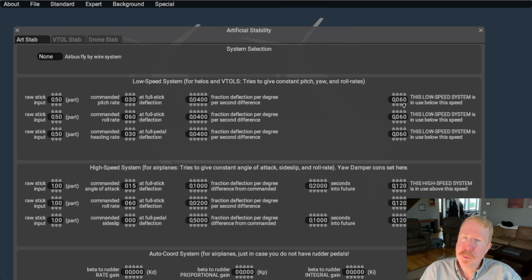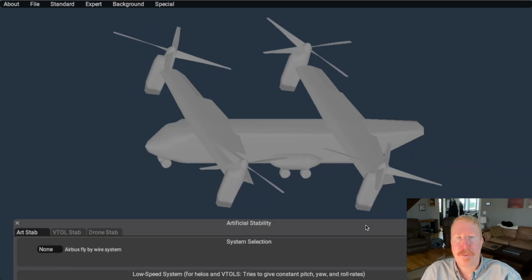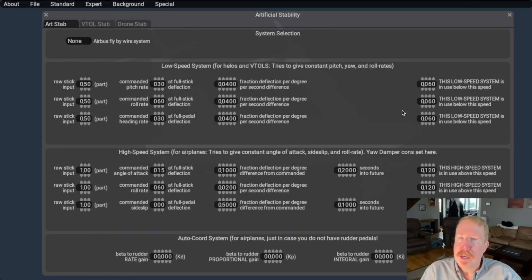Now, this system will be used, it looks like, below 60 knots. In other words, if this airplane is ever below 60 knots, this is something like, oh, I don't know, a 90 knot flying speed or something like that, probably for the transition, maybe 120 knots. Below 60 knots, that's the system we're going to use: 50% of your stick input plus commanding these pitch, heading, and roll rates with stick input by multiplying the desired pitch, heading, and roll rate minus the pitch, heading, and roll rate you've already got times 0.04.